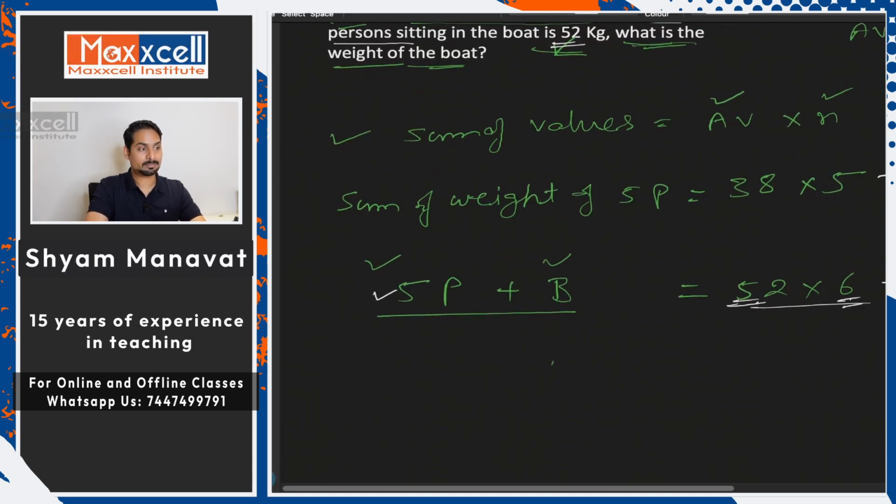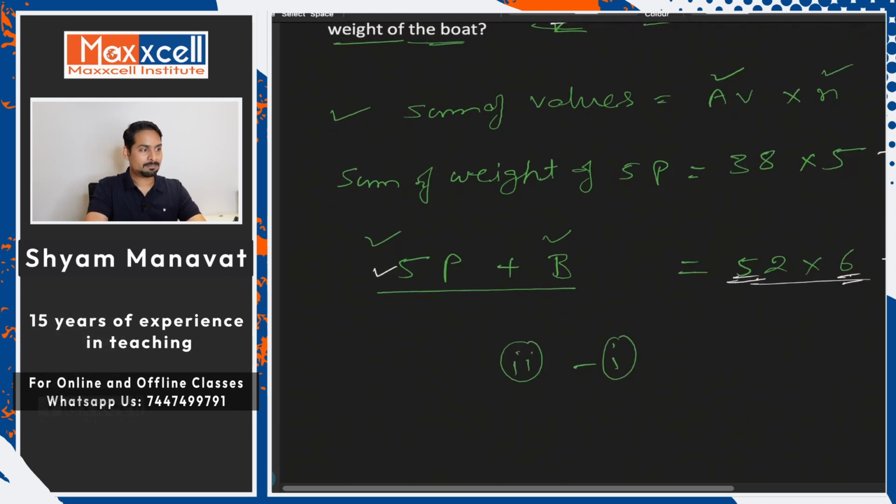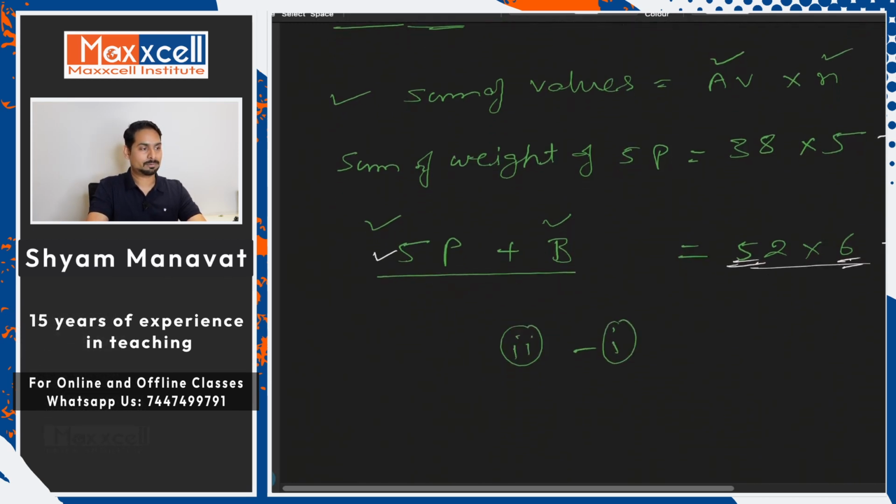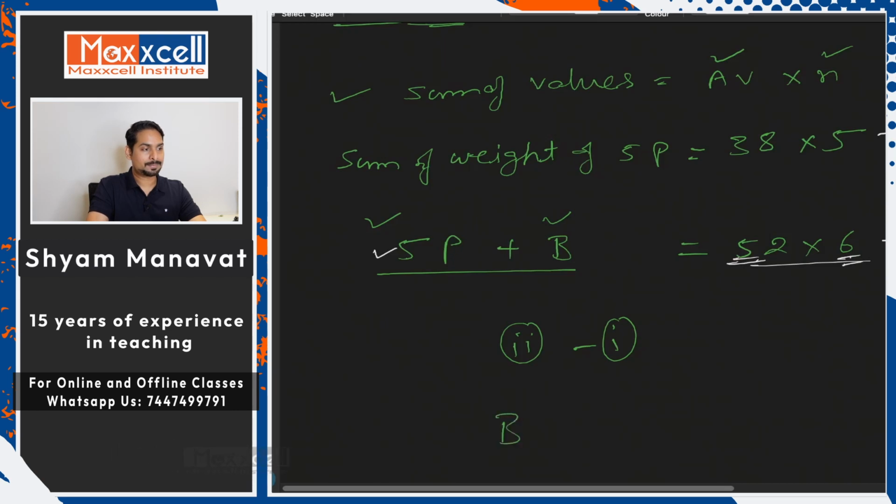So if you want to find out the weight of the boat, tell me one thing. If I do equation number 2 minus equation number 1, what will you get? 5p plus b minus 5p. What will you get? You will get b equal to... Yeah, you will get b equal to, right? Because 5p and 5p will get cancelled.